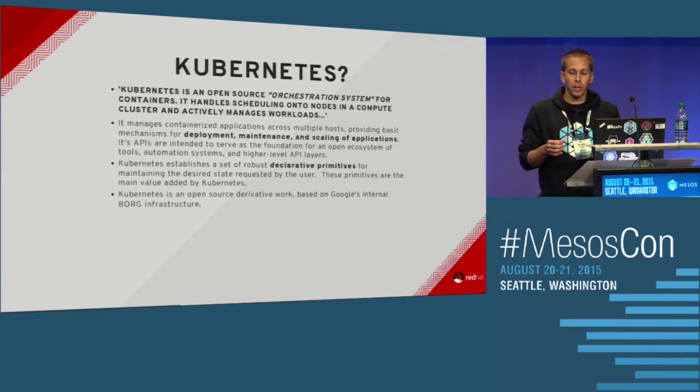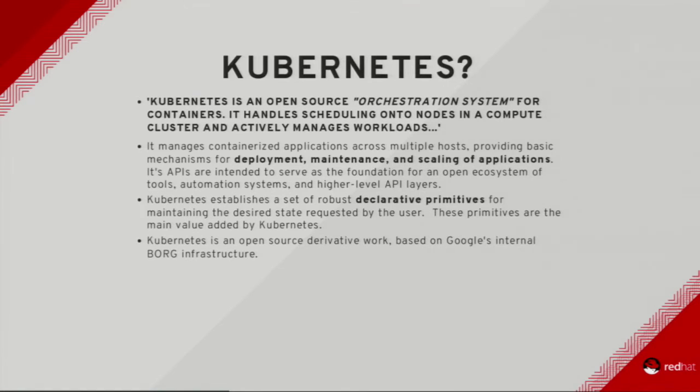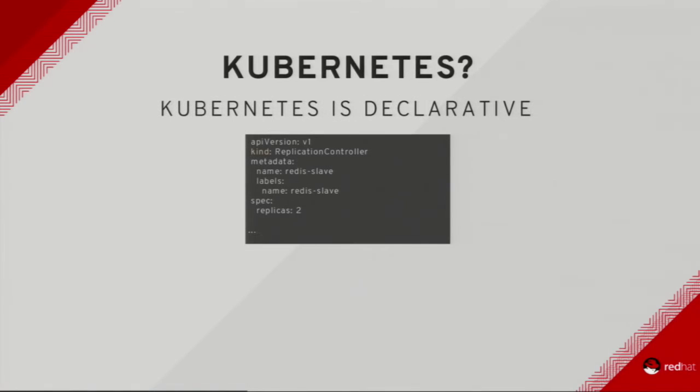It manages containerized applications across multiple hosts, providing basic mechanisms for deployment, maintenance, and scaling of applications. Its APIs are intended to serve as the foundation layer of an open ecosystem of tools, automation systems, and higher level APIs. Okay. Kind of makes sense. It establishes a set of robust declarative primitives for maintaining desired state requested by the user. These primitives are the main value add. And Kubernetes is an open source derivative work based on Google's internal Borg infrastructure. Right? So a lot of the main developers that are working on the internal Borg infrastructure are also working on Kubernetes.